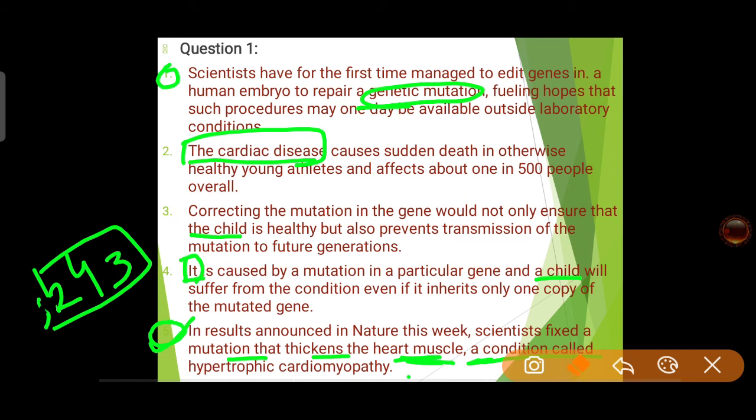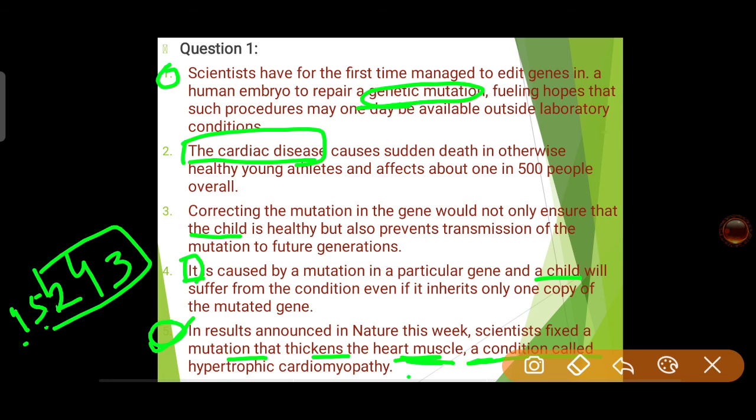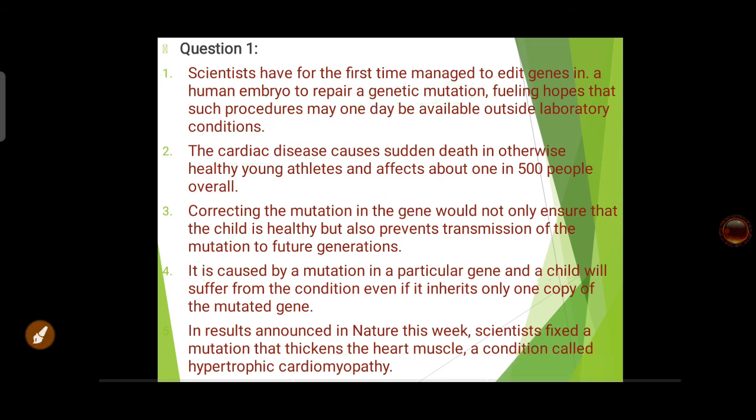Okay, let me write it down. 5 and then 2 means 1 is our first sentence. So the sequence will be 1, 5, 2, 4, 3. So see how easy it is.